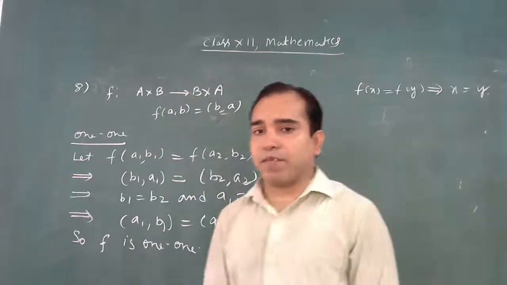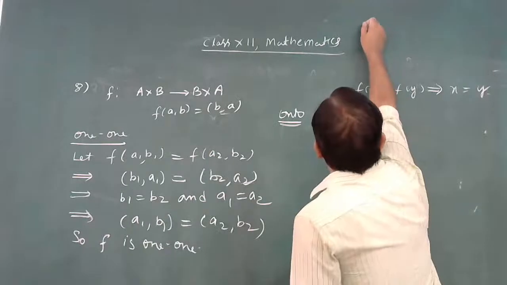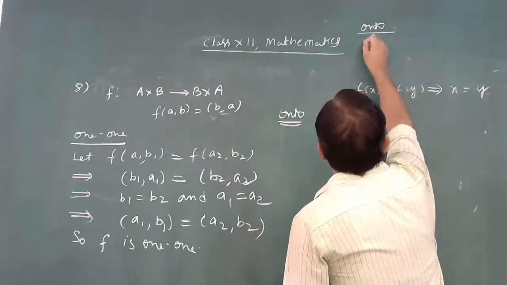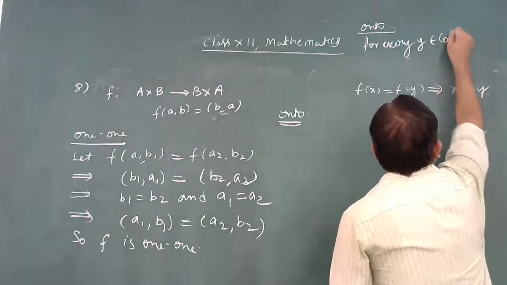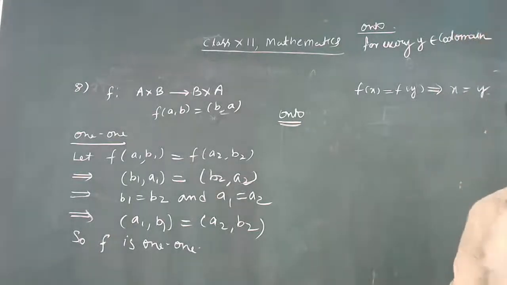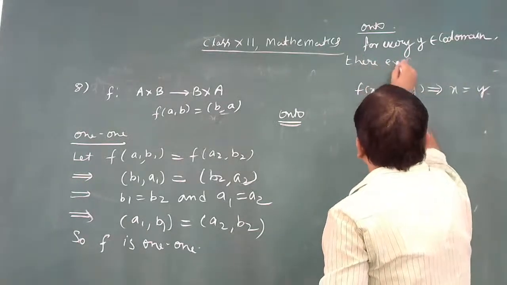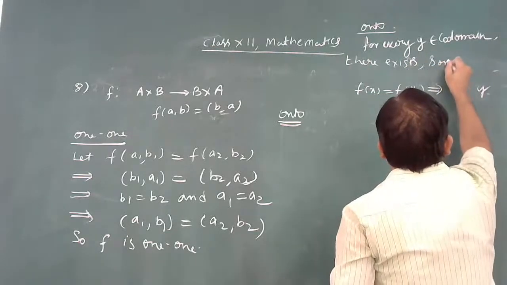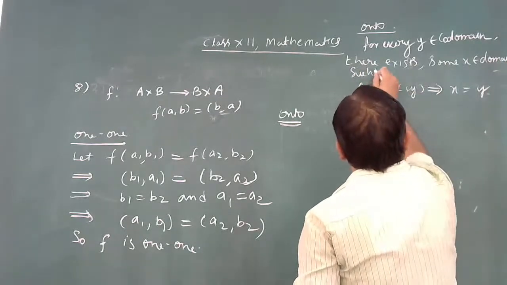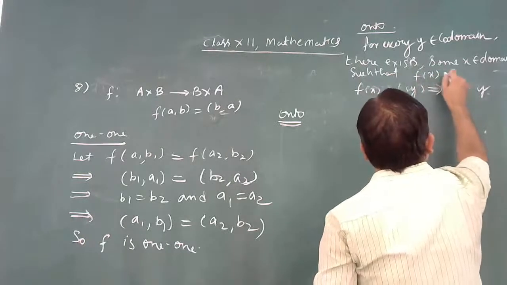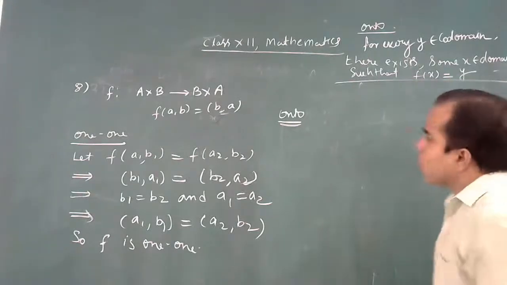For ontoness, keep in mind the definition. The definition says that f will be onto if for every y belongs to codomain, there exists some x belongs to domain such that f(x) equal to y, isn't it? That is the meaning of onto.